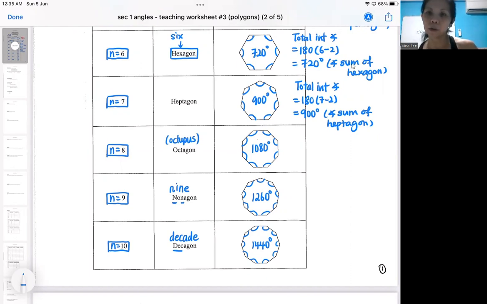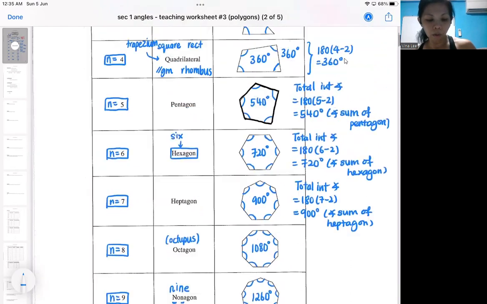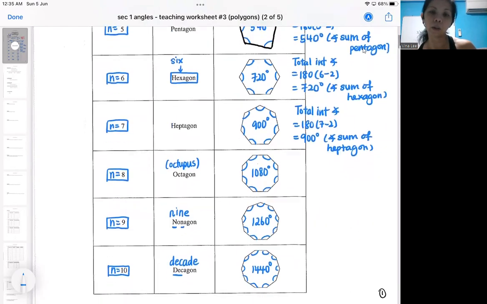Okay, so that will be the introduction. You will need to know all the names. In a way, you will need to memorize them.